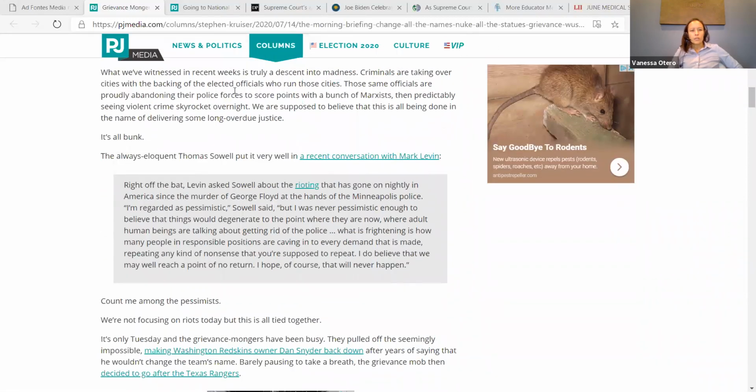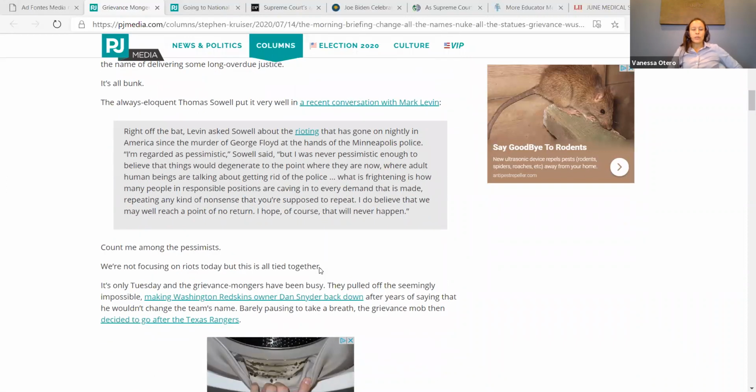"Proudly abandoning their police forces to score points with a bunch of Marxists, then predictably seeing violent crime skyrocket overnight. We are supposed to believe this is all being done in the name of delivering some long overdue justice." So we're all pretty much in agreement that this is an opinion, and I tend to agree.